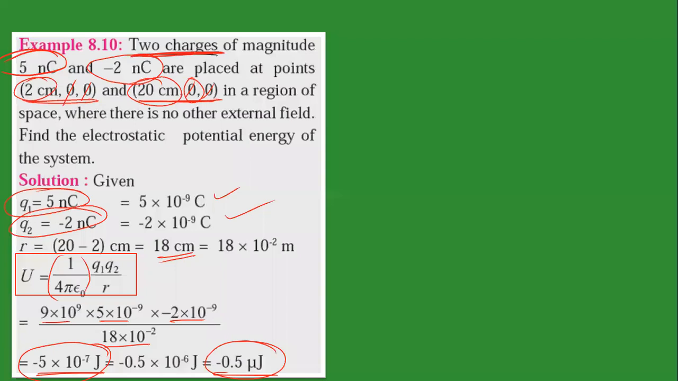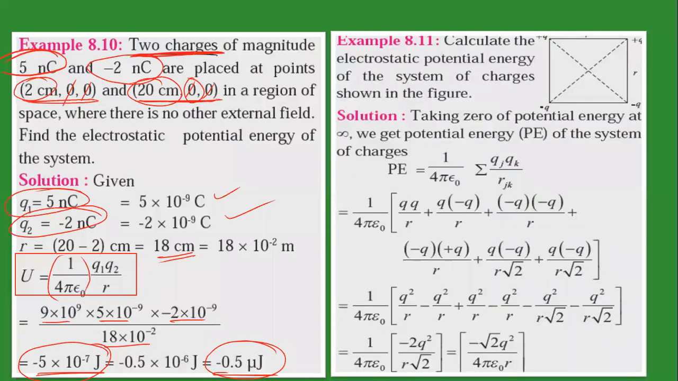Now we consider one more example where more than 2 charges are there. So this is the second example. Calculate the electrostatic potential energy of the system of charges shown in the figure. How many charges are there? So this is a plus Q charge, first charge, second charge, third charge, fourth charge. This is the general formula.